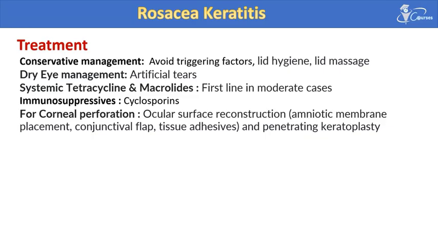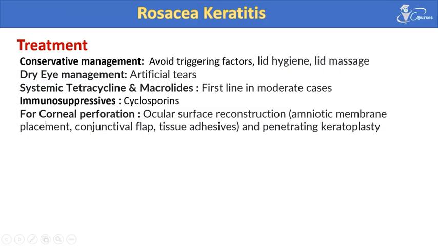Also, those patients should receive systemic tetracycline and the macrolides, which are erythromycin, clarithromycin or azithromycin, not for their antibiotic effect, but it was found that they modulate the body response and the disease response. So they have an anticollagenase effect, as we mentioned. They will control the underlying disease process. So they should be utilized as a first line of management in moderate cases.